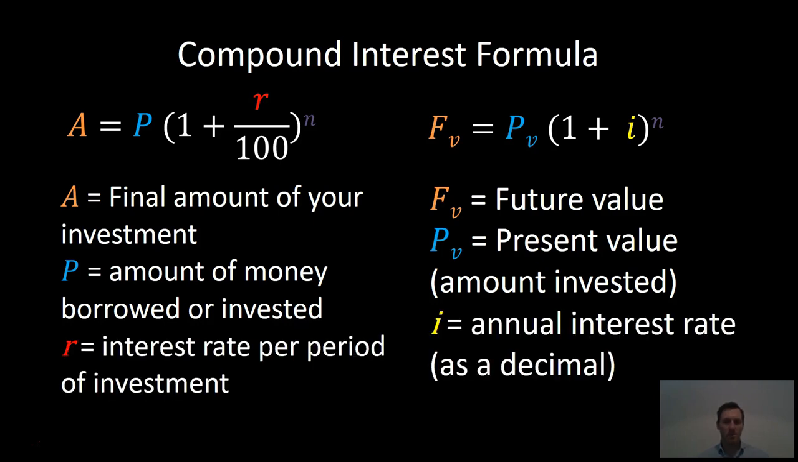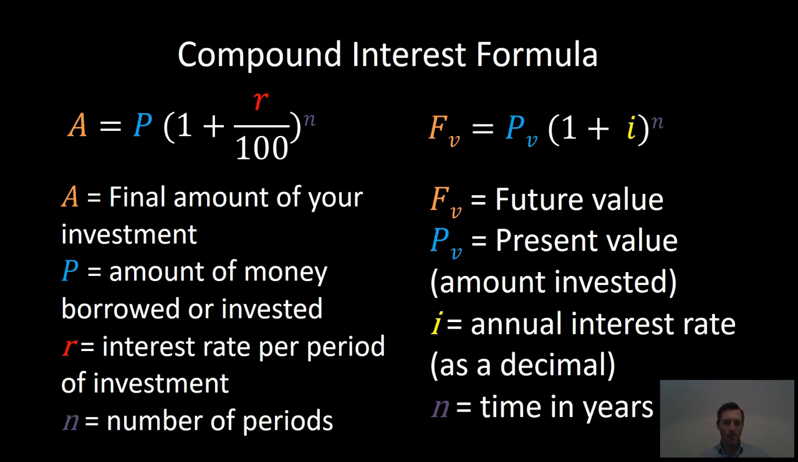The main difference is that the formula on the left includes the conversion of the percentage interest rate to a decimal in the formula, R on 100. The formula on the right assumes you've already done this and you're including the interest rate as a decimal in the formula. N represents the same thing, time, usually in years. And that's it. Whatever formula you use is up to you. I'll show you examples on how to use both.